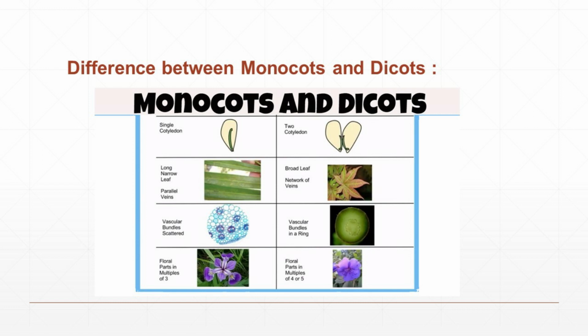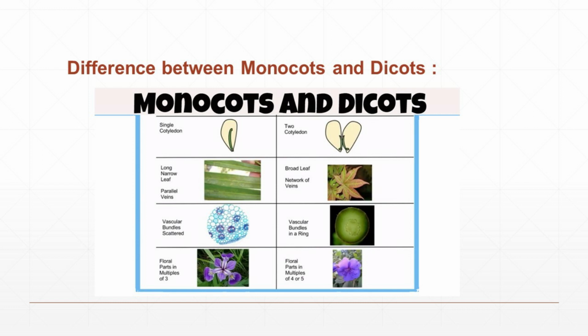Next, when you refer to the floral parts, the sepals, petals, all these are the floral parts. They are in threes or multiples of three. Now come to dicotyledons. When you open the seed coat, take a seed and open the seed coat.